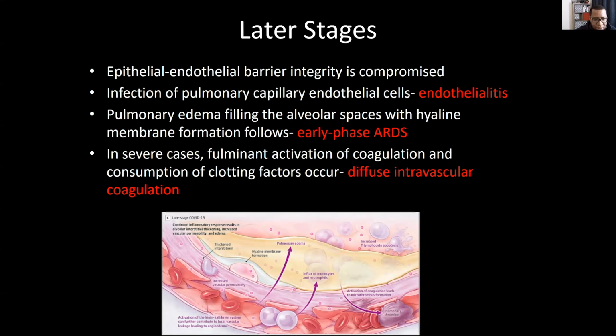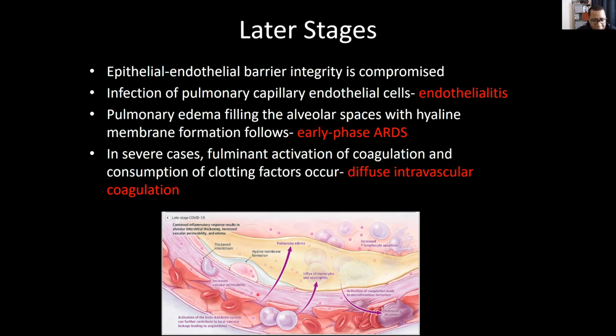As disease progresses, the epithelial-endothelial barrier is compromised. The integrity of the barrier is compromised. We see an endotheliitis. So in the lungs, you have the epithelium lining the alveolar space, and you have the endothelium where the capillaries are found, right? So as the virus makes its way through the compromised barrier, it infects the endothelium as well, right? So there's a vascular involvement.